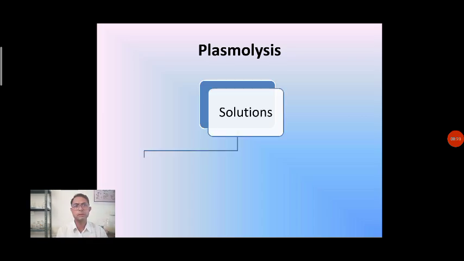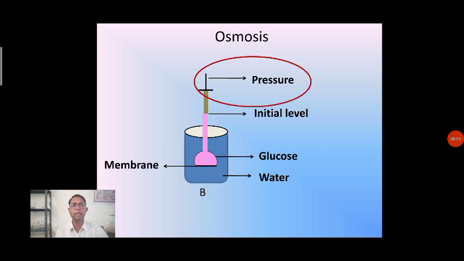Now moving to the next topic, plasmolysis. But before going to plasmolysis, let us again consider this particular point. When we put a piston as a pressure on the chamber, the piston will move upward, so we can say there will be a pressure. To measure the pressure, we need to attach a piston, or some parameter that will move as the pressure increases.